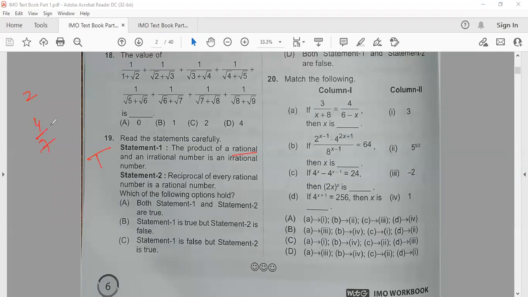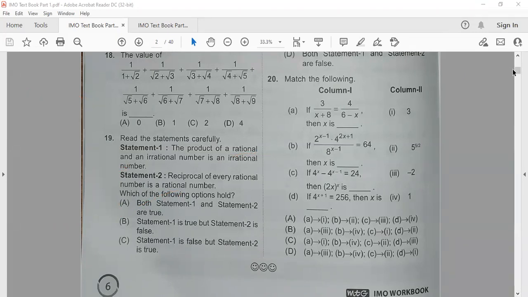Suppose this is rational, 7/4, whatever rational number you take, its reciprocal will give you a rational number, because a rational number is in p by q form. So its reciprocal is q by p, again in p by q form. That means both statements are true. So both statement 1 and 2 are true. A is the correct option. I hope you get that.